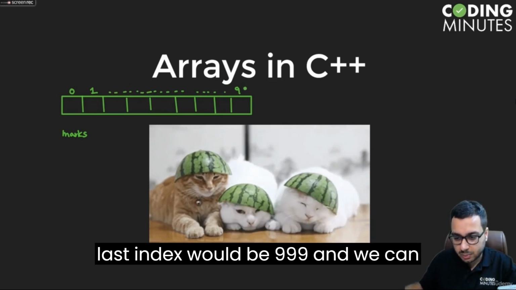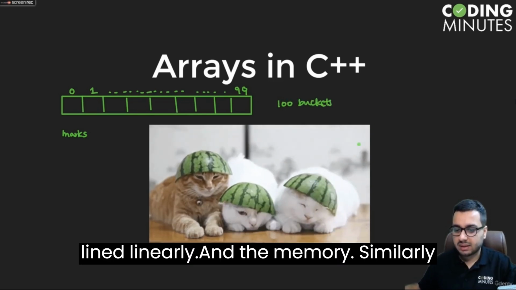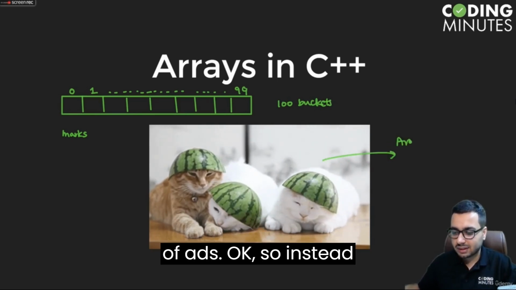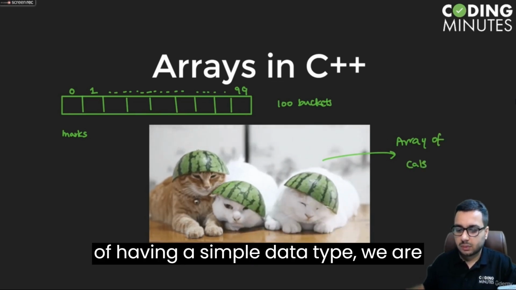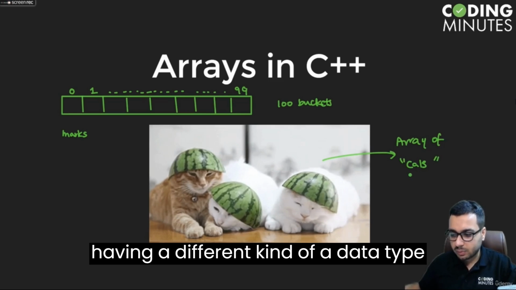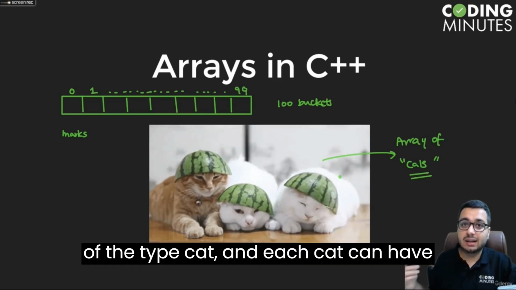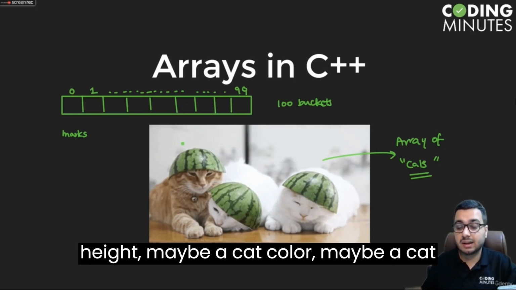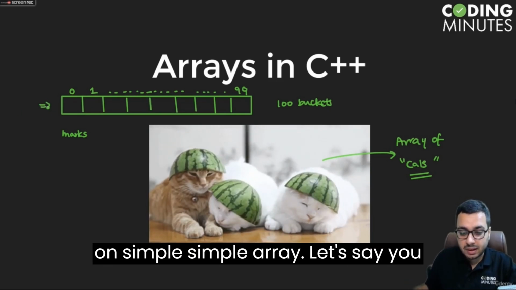So the last index would be 99, and we can say we have 100 buckets lying linearly in the memory. Similarly, I can say this looks like an array of cats. So instead of a simple data type, we have a different kind of data type where each element is of the type cat, and each cat can have different attributes, maybe a cat height, a cat color, a cat type. But for now let us just focus on a simple array.